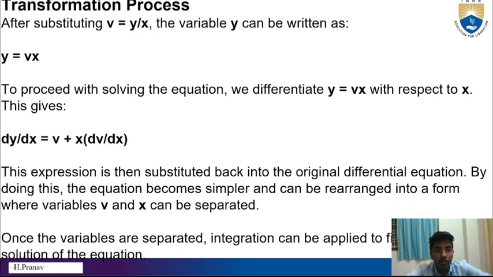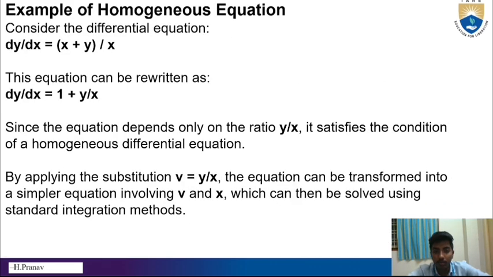So, coming to the transformation process, after substituting v equal to y by x, the variable y can be written as y equal to vx. To proceed with solving the equation, we differentiate y equal to vx with respect to x. This gives dy by dx equal to v plus x of dv by dx. This expression is then substituted back into the original differential equation. By doing this, the equation becomes simpler and can be rearranged into a form where variables v and x can be separated. Once the variables are separated, integration can be applied to find the general solution of the equation.